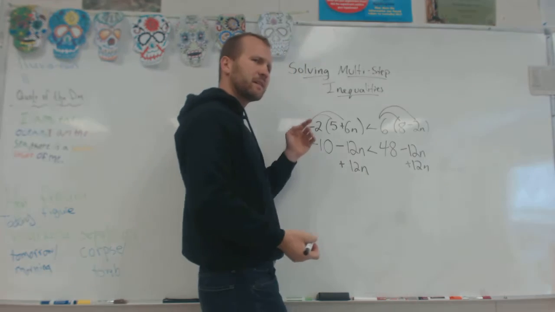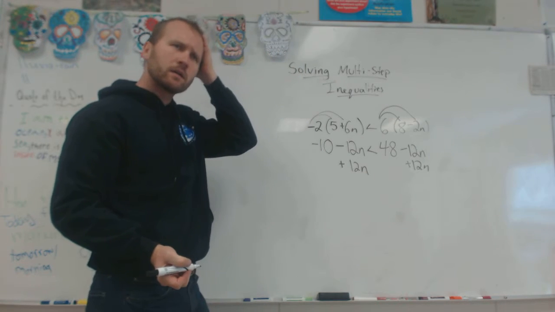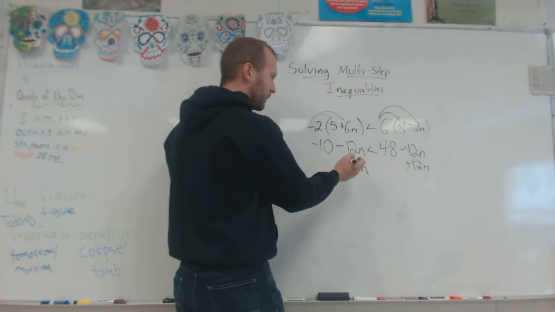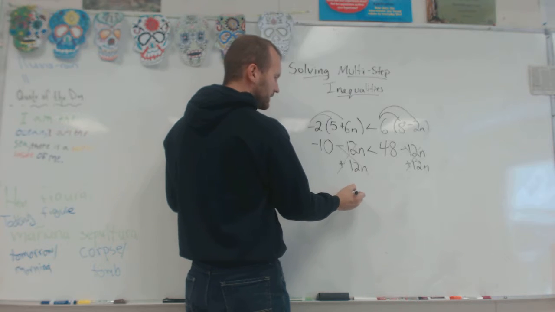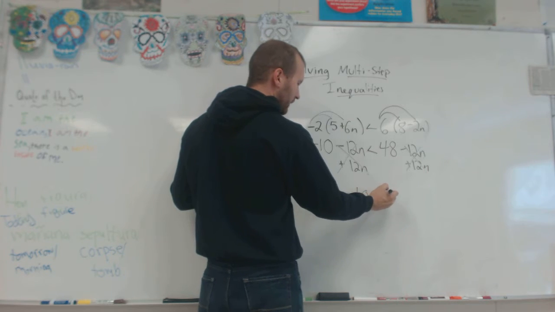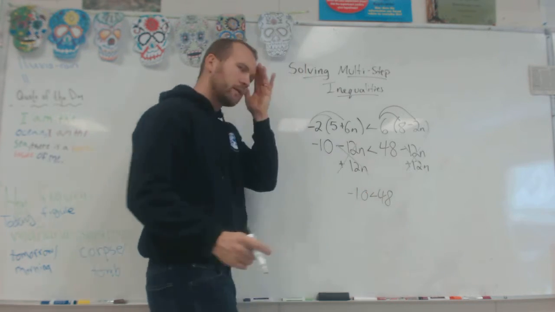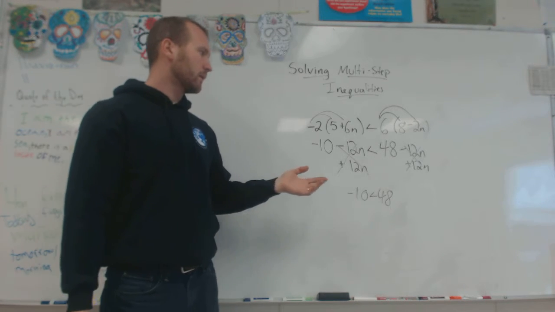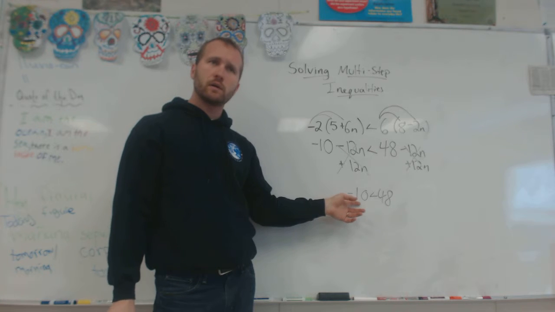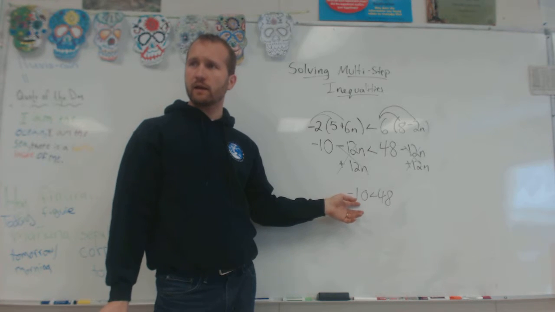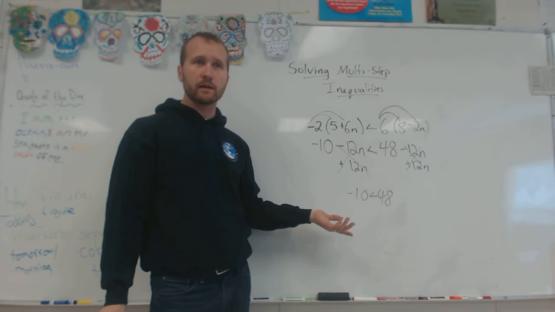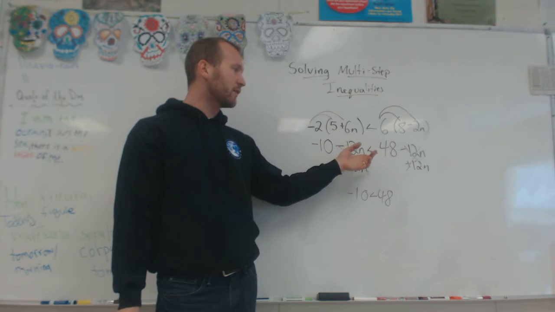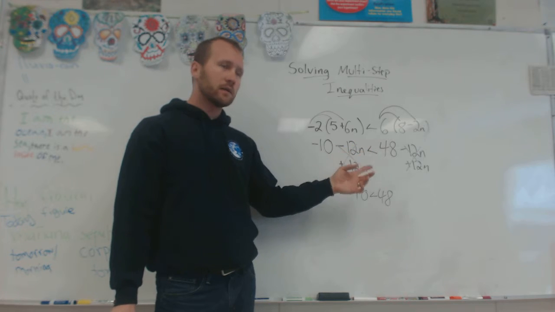But wait a second. What just happened? I tried to get it off of this side, but it also disappeared from this side. And now it just says negative 10 is less than 48. Okay, so there's two things that can happen here. Is this true? Is negative 10 less than 48? Yeah, it is. So that means anything that I plugged in for n, this is still true.